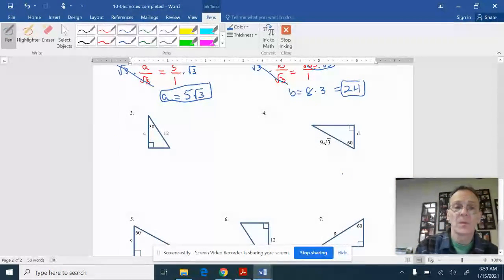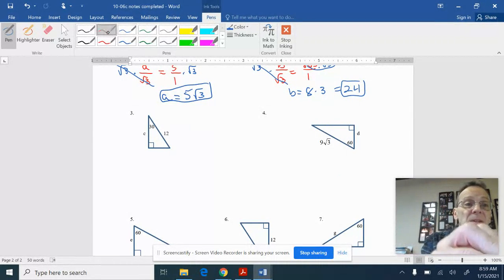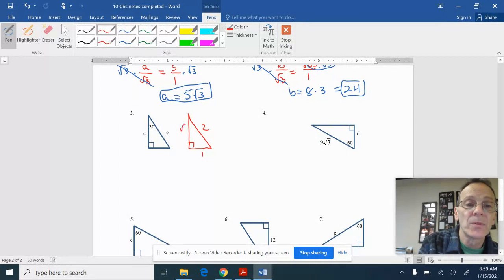Third one, this is a 30, 60, 90 because I gave you a 90 and a 30. By arithmetic, the missing angle must be a 60. Let's draw in another one. And the short leg is 1, the hypotenuse is 2, the long leg would be radical 3. Where are my correspondences? C corresponds to the radical 3, 12 corresponds to the 2. So C divided by radical 3 is equal to 12 divided by 2.